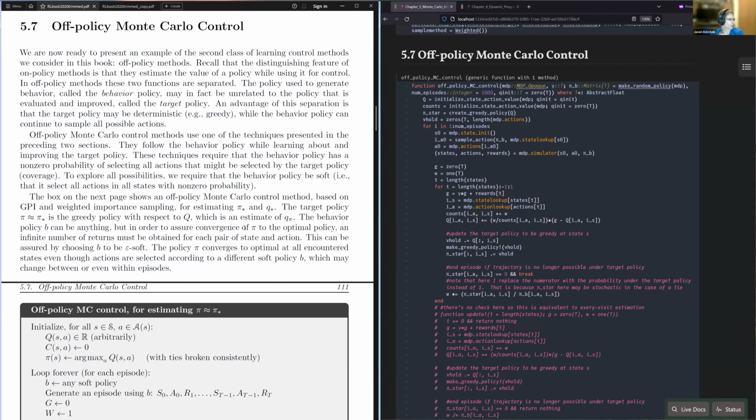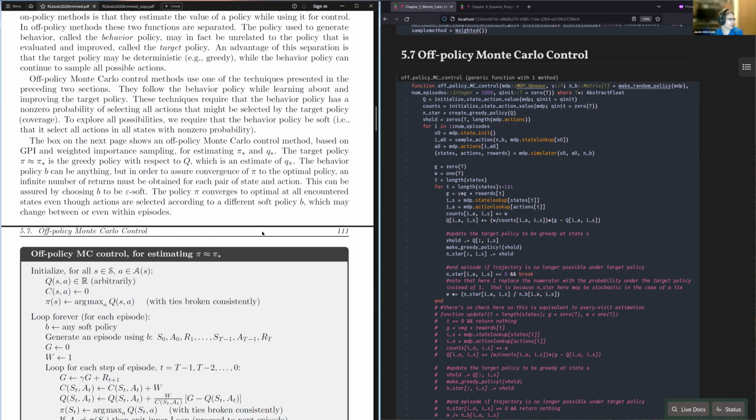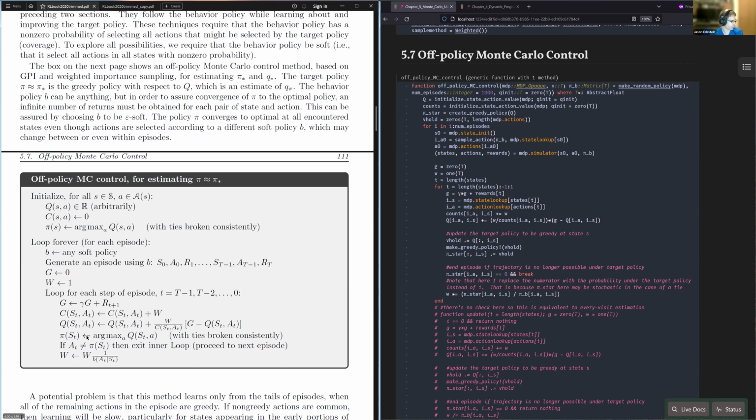But the idea behind off policy control is just that we already have a way of estimating the target policy from the behavior policy. And then it's just the same as on policy control, because we end up forming the greedy policy using the Q function. And we just have to make sure that the Q function we calculate is using the right importance sampling from the behavior policy.